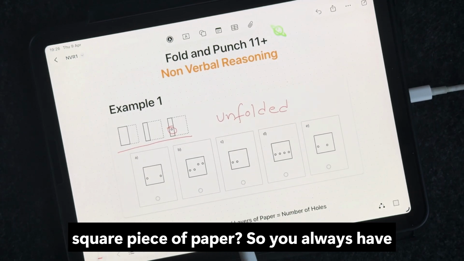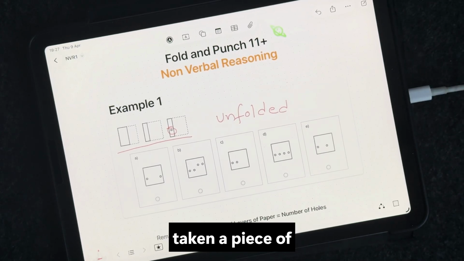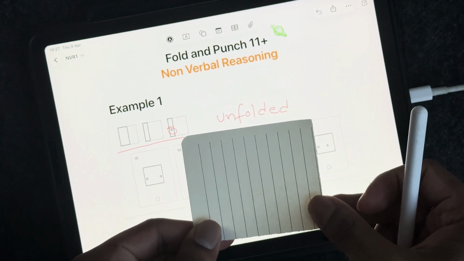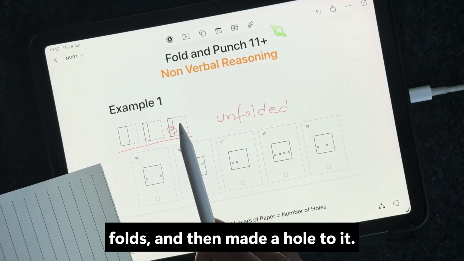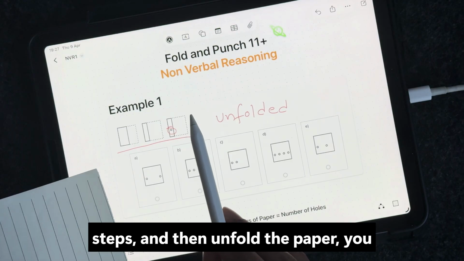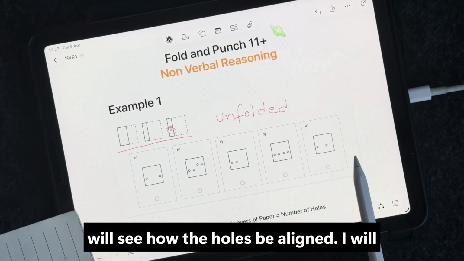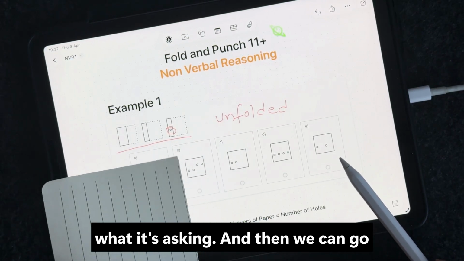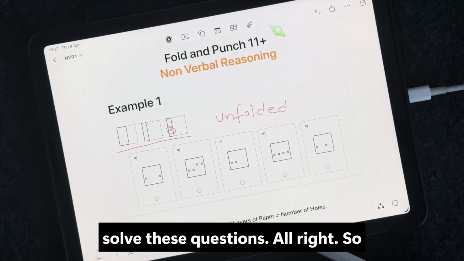So you always have to imagine that they have taken a piece of paper like this and have made a certain number of folds and then made a hole in it. If we just replicate these exact steps and then unfold the paper, you will see how the holes are aligned. I will show you what the question looks like and what it is asking, and then we can go through some tricks and tips on how to solve these questions.